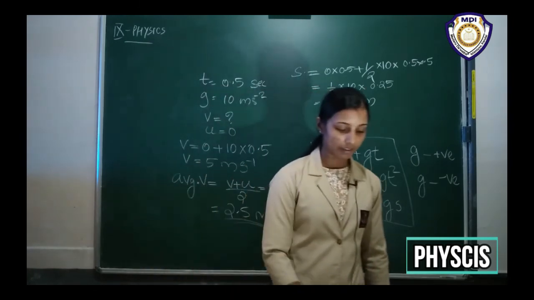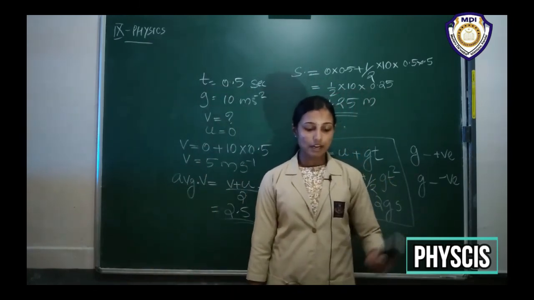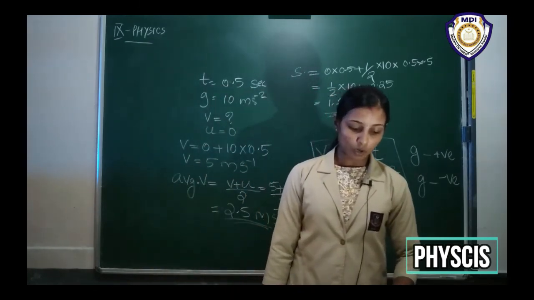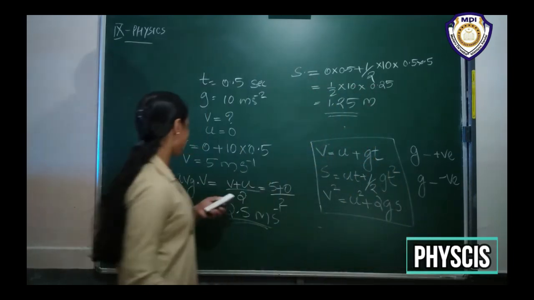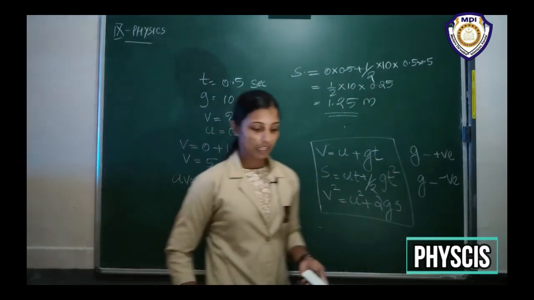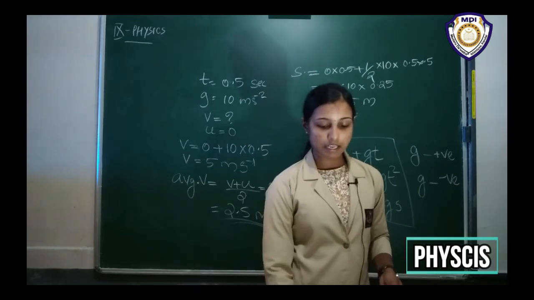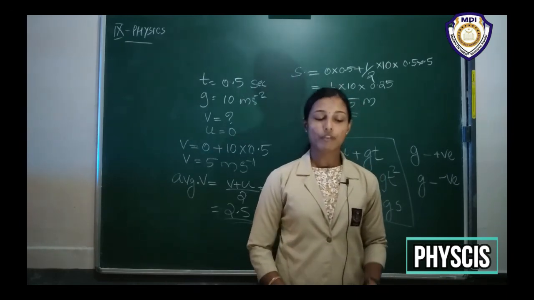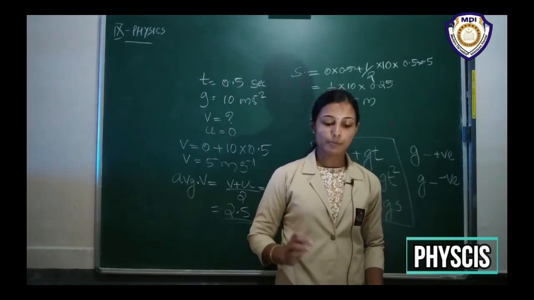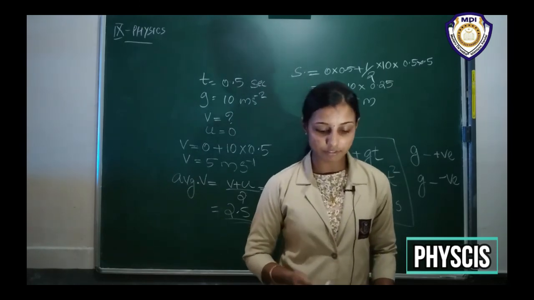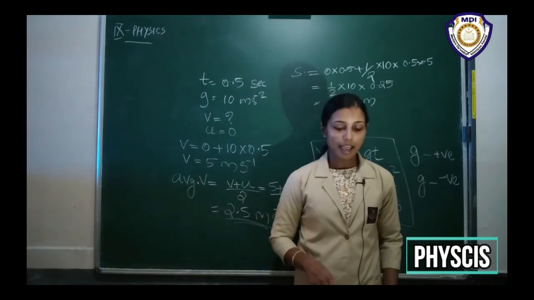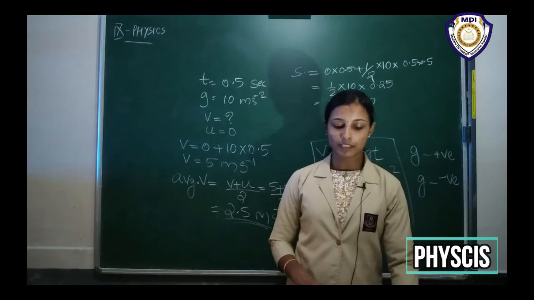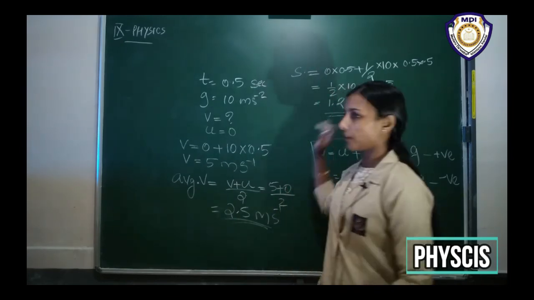Okay, so that is the question. First one, what is the speed on striking the ground? We get v is equal to 5 meter per second. So its speed on striking the ground is 5 meter per second, and the average speed during 0.5 second is 2.5 meter per second, and the height of the ledge from the ground is 1.25 meters.